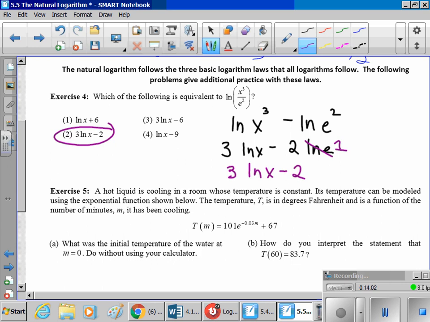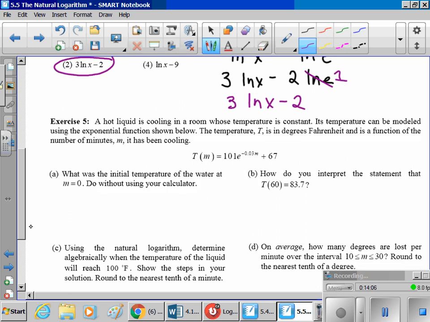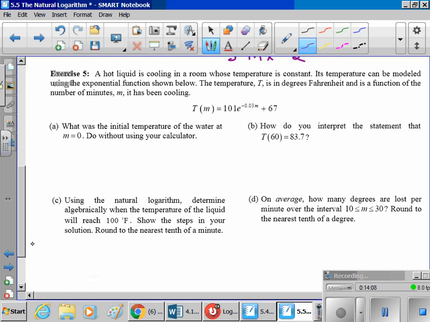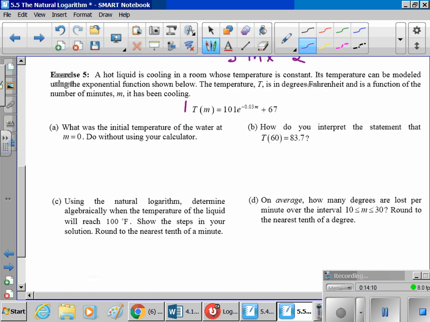All right, look at exercise 5. When you look at exercise 5, it's a little scary, because you look at this and you think to yourself, wow, just look at what this looks like. It looks like something that's out of a rocket science magazine. But anyway, a hot liquid is cooling. Oh, see, this is the introduction of what's called Newton's law of cooling.